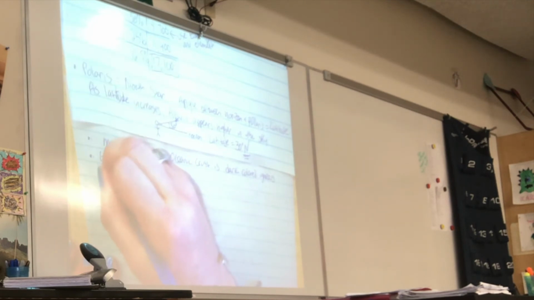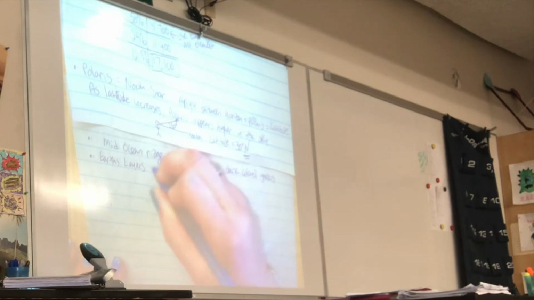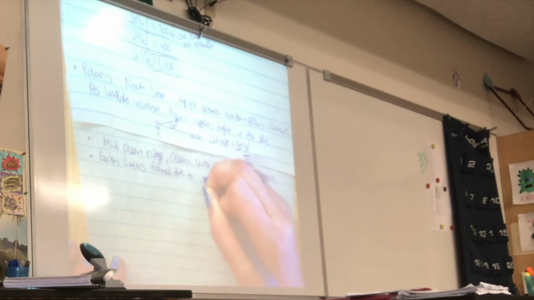Earth layers formed due to gravitational pull and density. So everything sorts out by density, and it's that effect of gravity trying to pull everything towards the center that pulls the most dense stuff farthest in, less dense stuff on the outside.